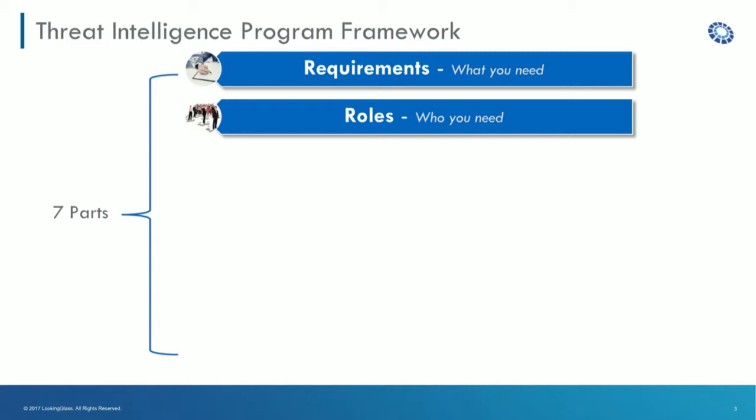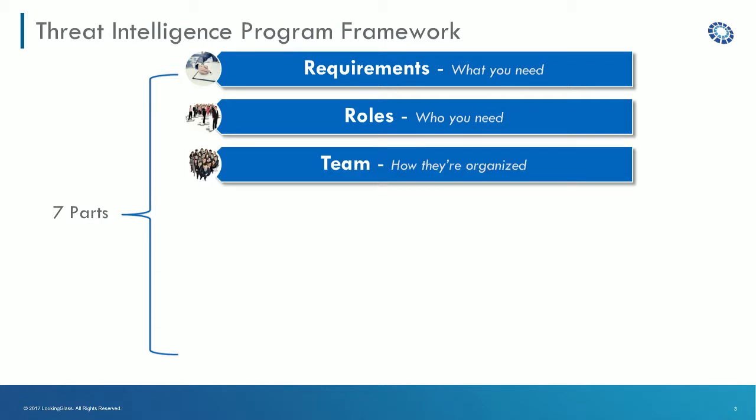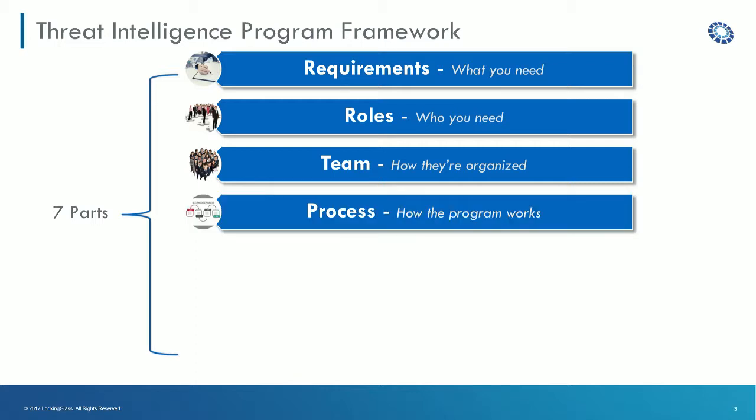What are they expecting out of this program? The second part of the framework we're going to dig into today is around who needs to be involved in executing the program. And that's different than necessarily how they're organized, which is the third part of the framework. So we talk about who you need to hire, but also how they interact and how they work together to make the program successful.